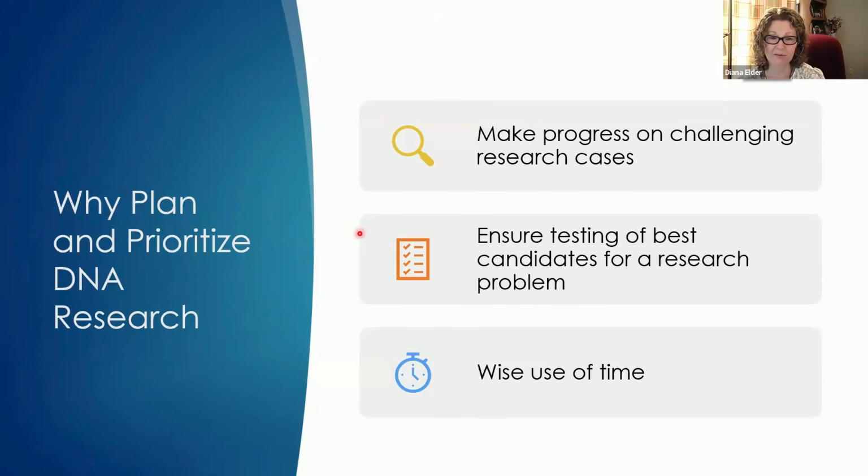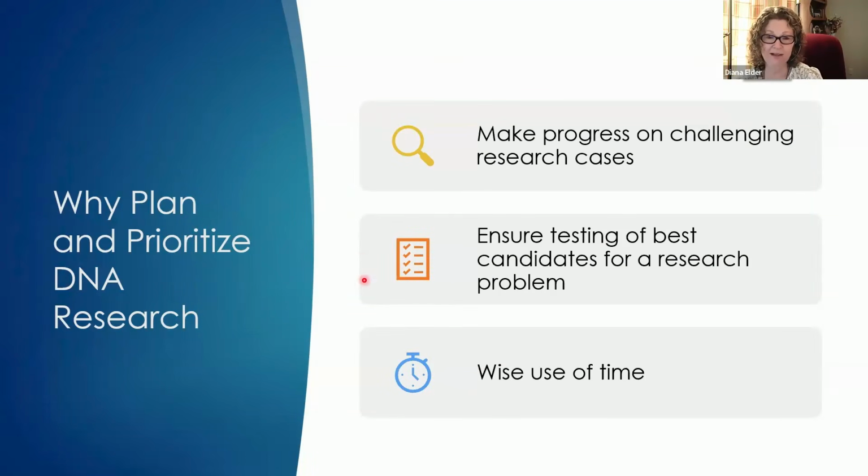Now, another thing that is really helpful for us to think about with this idea of planning and prioritizing is making sure we get the testing of our best candidates for research problem taken care of. And we've also been told to test the oldest generation of our research subject. But if we're not paying attention, some of those oldest generations may pass away before we can get them tested. So this is something we really want to prioritize. We want to look through our tree and think about what we want to do.